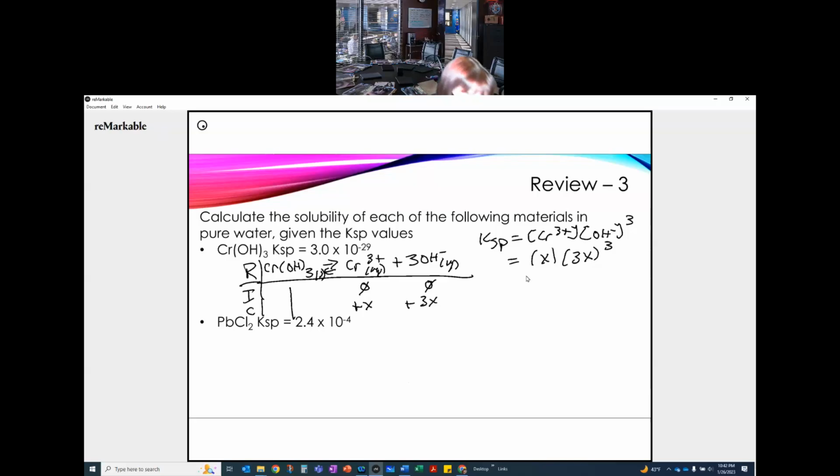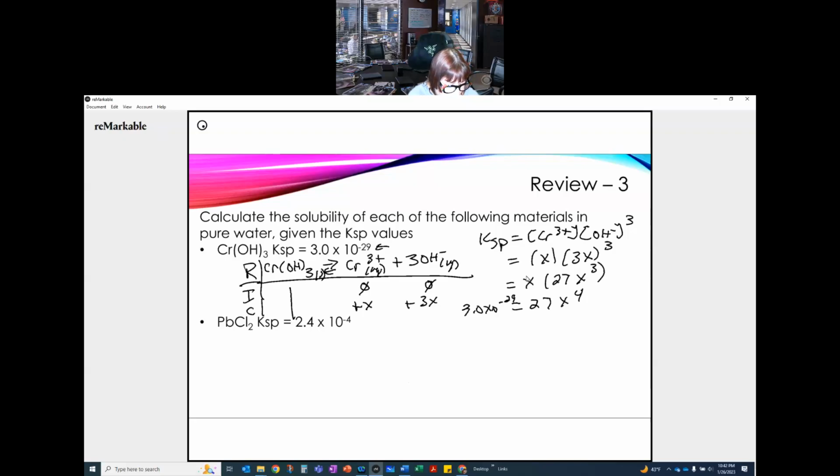And when I do that, that means that I end up with X times 3 times 3 is 9. 9 times 3 is 27. 27X cubed, which then gives me 27X to the 4th as my final thing that I have there. And I know that this thing is equal to 3.0 times 10 to the minus 29 because that's what it said that the KSP value was. So that's my lovely expression.